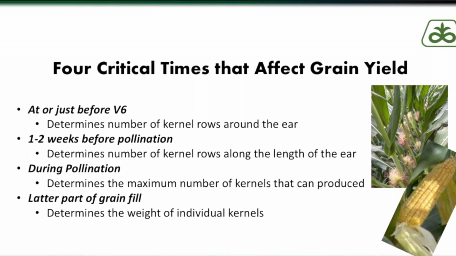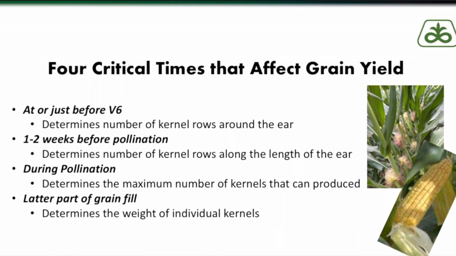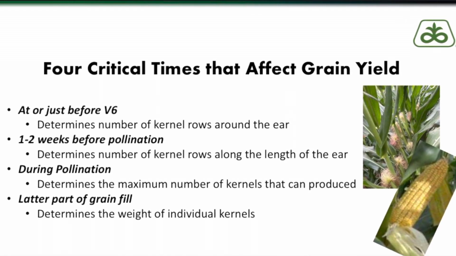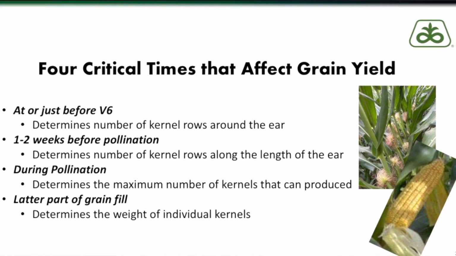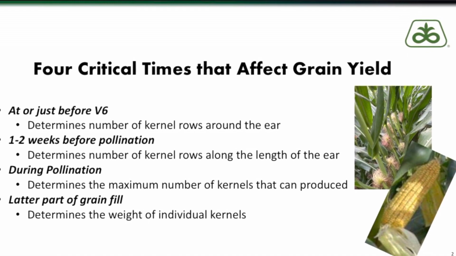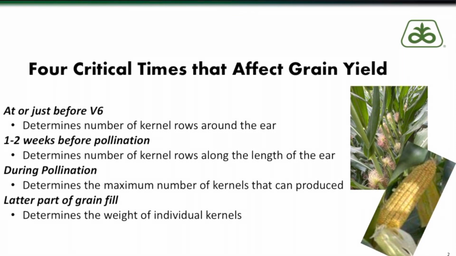The second is 1 to 2 weeks before pollination, when the number of kernels along the length of the ear are determined. The next critical time is during pollination, when the maximum number of kernels that can be produced is determined. And last is the latter part of grain fill, when the weight of the individual kernels is determined.